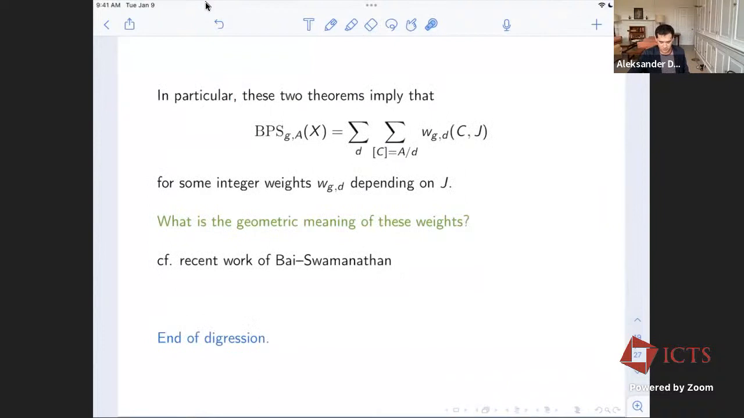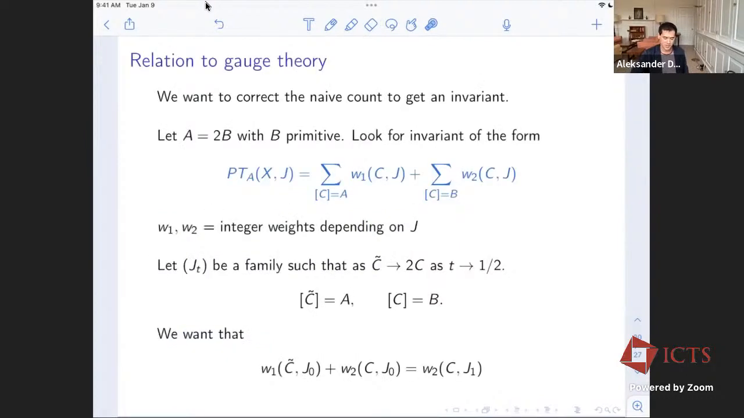But this is a digression. So let me, because I want to talk about these vortex equations. Let me go to the second part.